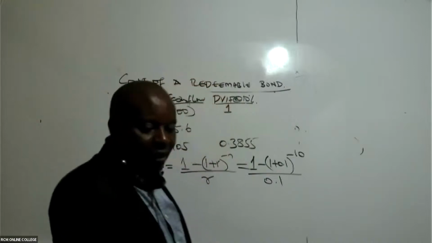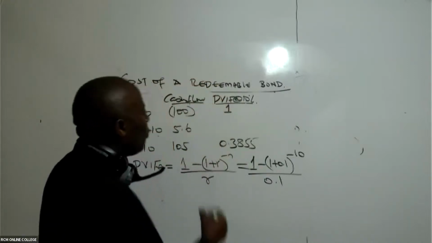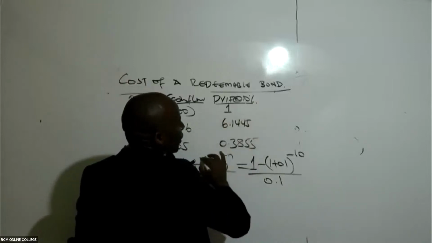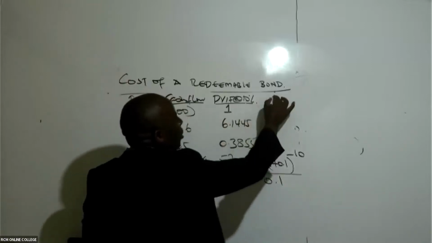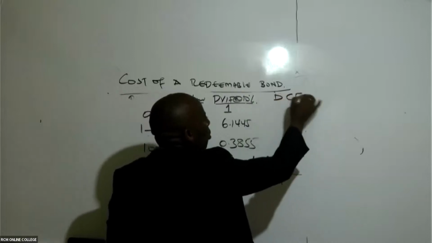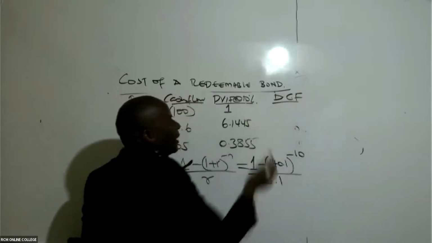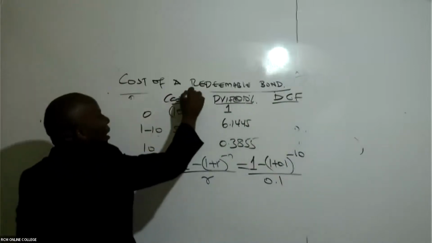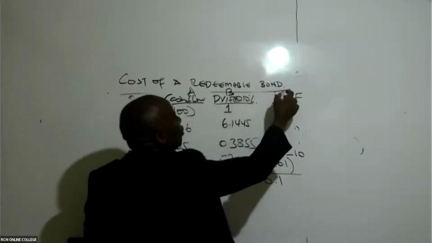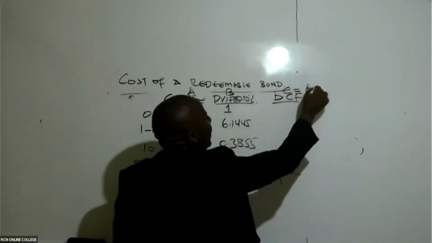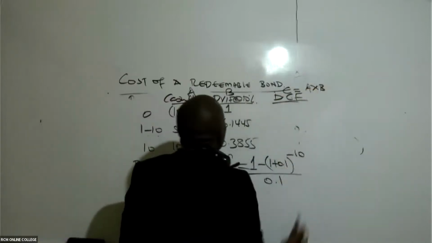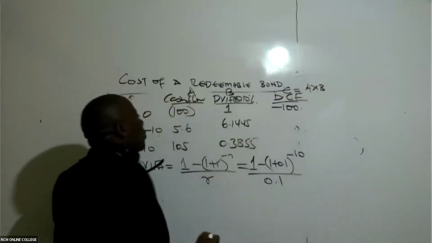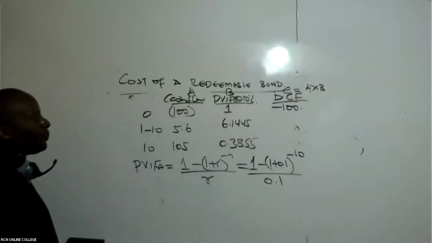The final one is 6.1445. So I'm being given here 6.1445, my friends. So come and create a column for discounted cash flows or PV, present values. If this is A and this is B, then to get C, you will take A times B, discounted cash flows. The first one will be minus 100.